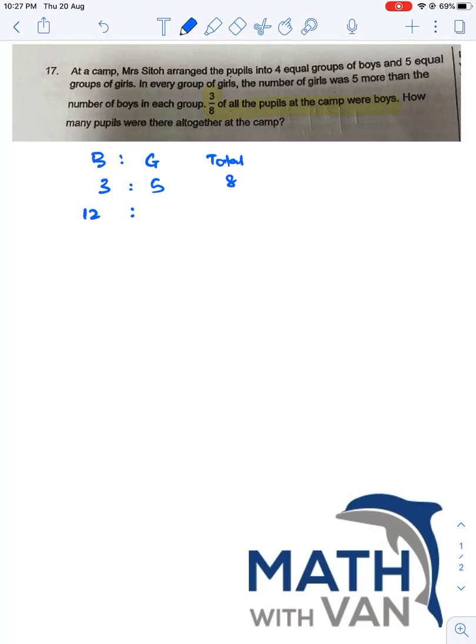If I change it to 12, then correspondingly, everything I need to multiply by 4. So 20, and then 32. Now I could say that the number of boys can be represented as 12 units, and the number of girls can be represented as 20 units. Am I happy? Yes, because 12 can be divided by 4 and 20 can be divided by 5. Why do I want to do that? Because I want to be able to express in one group how many units represent the boys and how many units represent the girls.